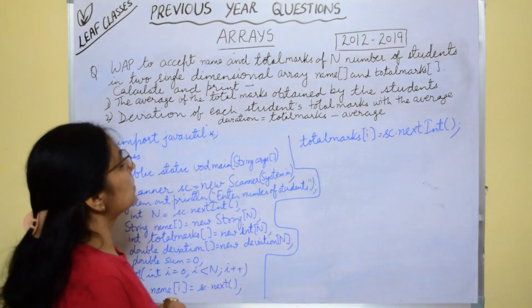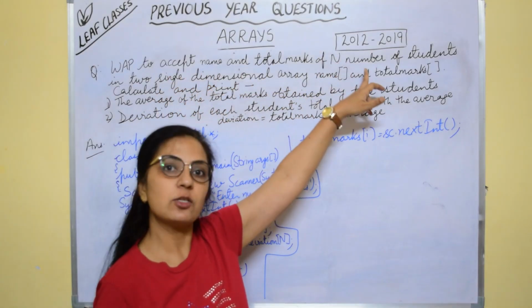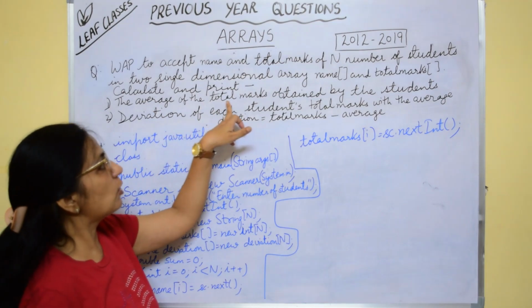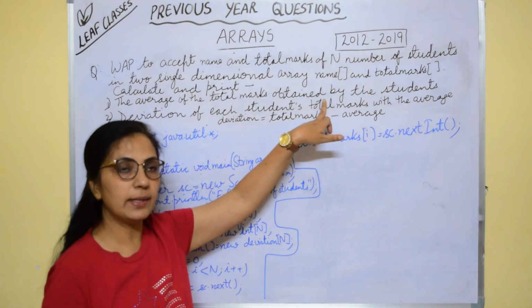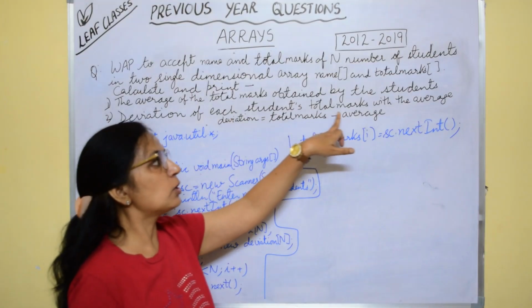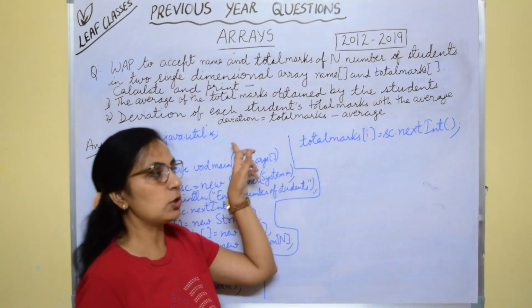Let's move on to the next program, which says that you have to input the name and the total marks of n number of students and calculate the average of the total marks obtained by the students and the deviation of each student's total marks with the average. The formula is given in the question.